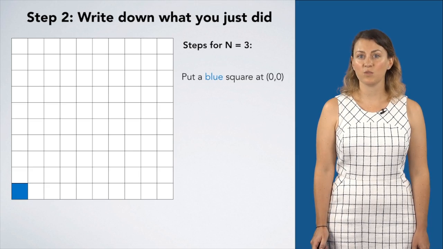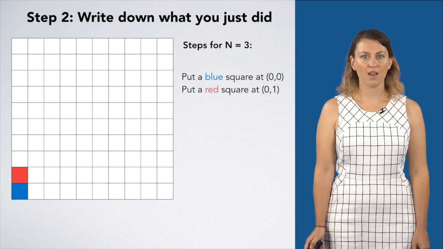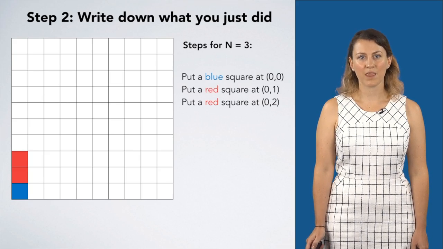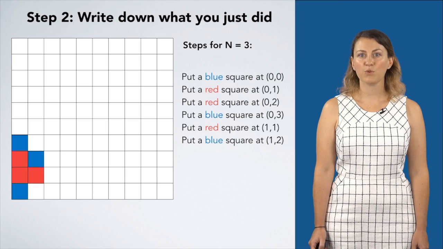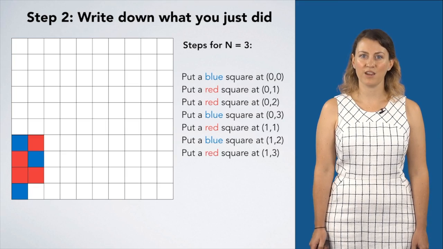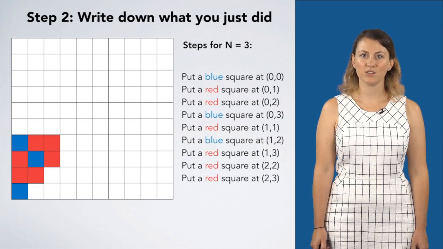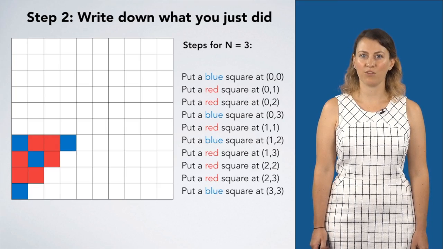The first thing I did was put a blue square at 0, 0. Then I put a red square at 0, 1, another red square at 0, 2, a blue square at 0, 3, a red square at 1, 1, blue at 1, 2, red at 1, 3, red at 2, 2, red at 2, 3, and finally a blue at 3, 3.